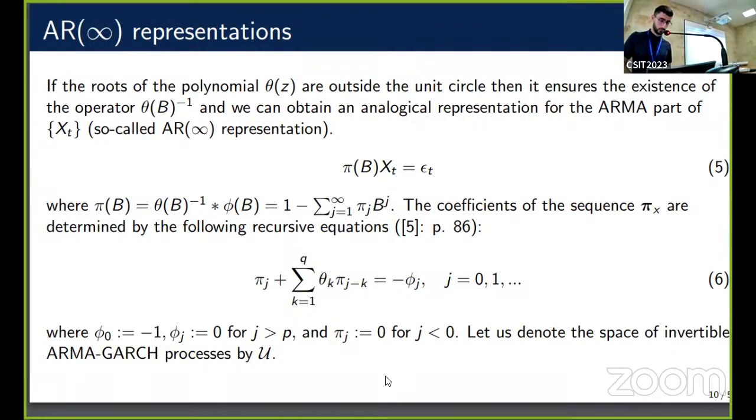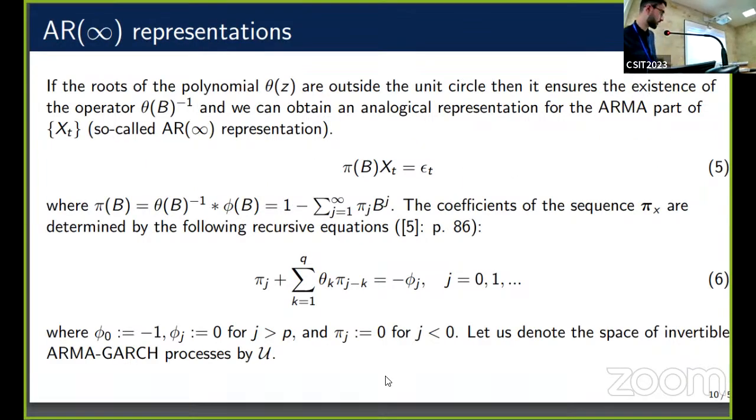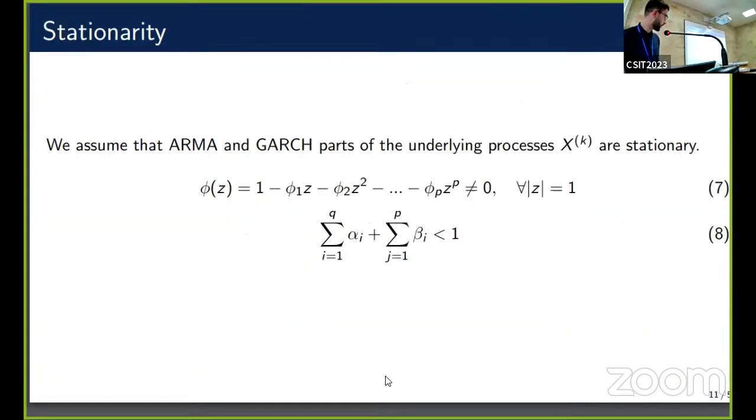So if we consider the ARMA process and the GARCH process separately, these two infinite sequences completely determine the underlying model. Also, we assume, of course, stationarity of the ARMA and GARCH parts. So these two conditions are holding.